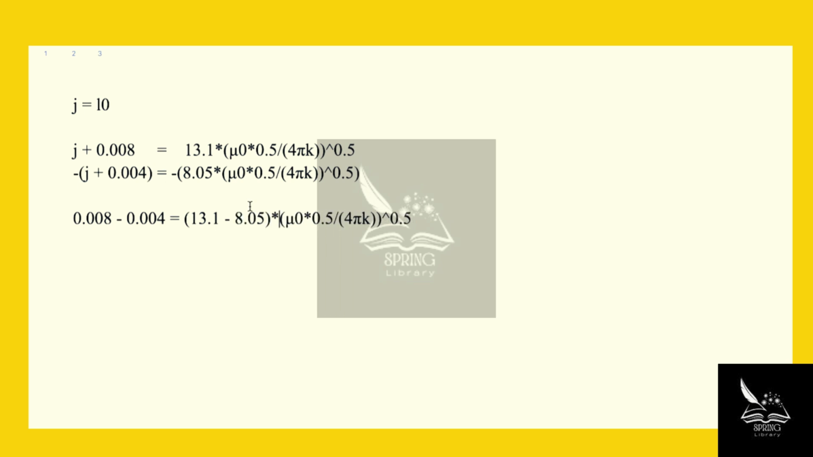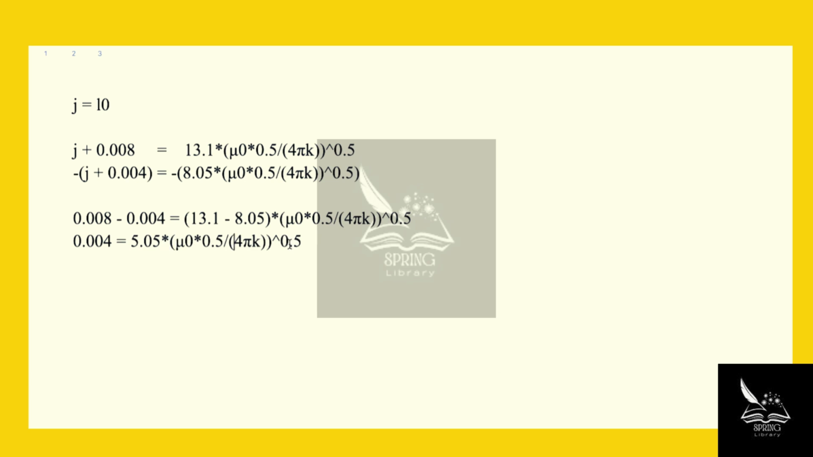So hopefully this makes sense. We're just subtracting this from this, and this is all a constant in both of these two cases. So we can simplify this out a little bit. We're going to have 0.004 here. The left side is going to be pretty much the same, but we have the 13.1 minus 8.05 over here. So we'll have a factor of 5.05 out front. And this is the equation that we're going to solve.